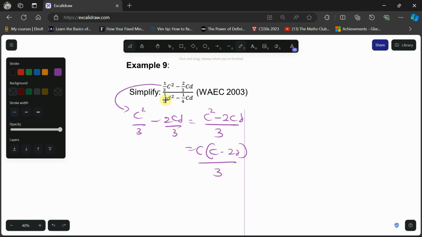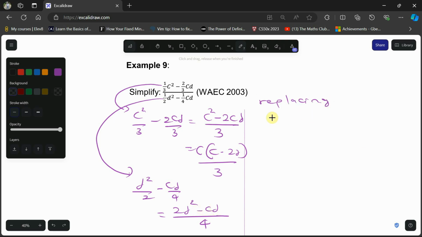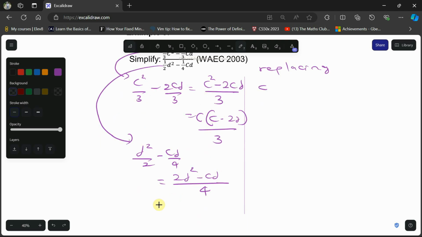Let's go to the denominator now. This is like saying 1 times d squared is the same as d squared all over 2, minus 1 times cd gives me cd all over 4. The LCM here of course is 4. 4 in 2 is 2, 2 times d squared gives me 2d squared. 4 in 4 is 1 times minus cd gives me minus cd. Before I replace, you can see that I can also factor out d from this. That would be d open brackets 2d squared divided by d gives me 2d, minus cd divided by d gives me minus c, all over 4.